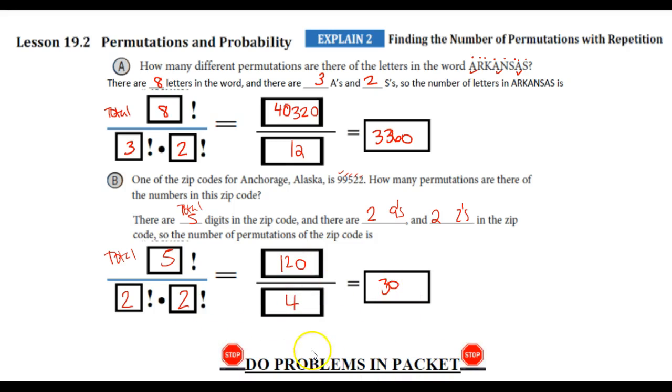Just like it says here on the screen, stop! Do the problems in your packet for Explain 2. We'll come back with Explain 3 in just a moment.